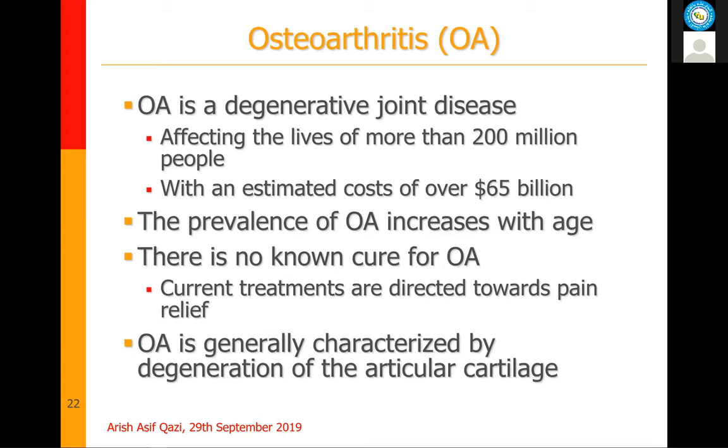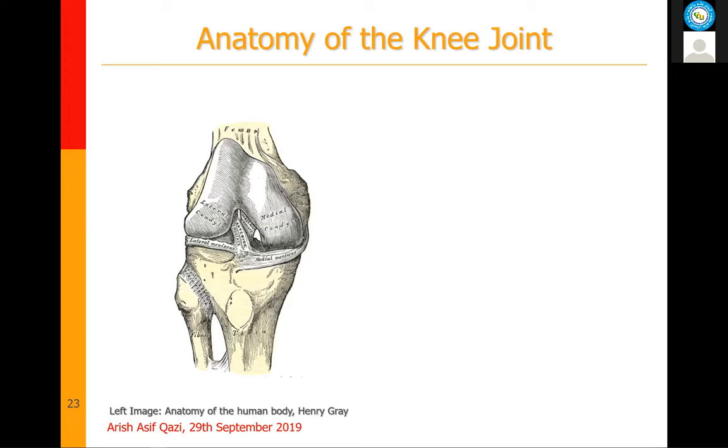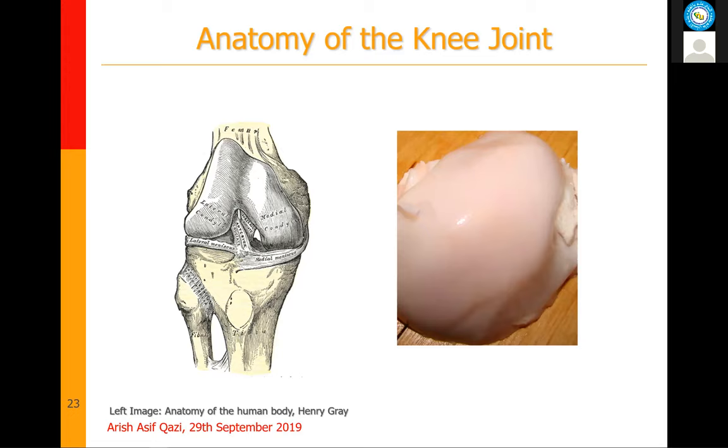So what is cartilage? This is your lower bone of the knee, the tibia bone, and this is the femur. Cartilage is a region in between these two bones. This is an image of what bovine cartilage looks like. As you can see, it's a frictionless gliding surface, and this is what gives the joint its mobility.